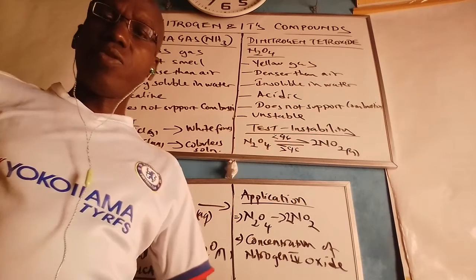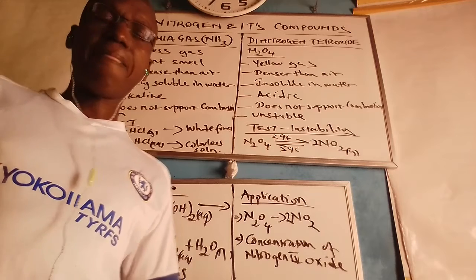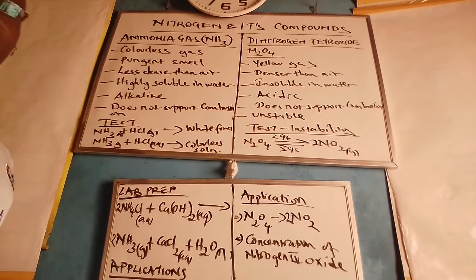Good morning. In this session, we evaluate ammonia gas and dinitrogen tetroxide. Welcome. Now, ammonia gas is not a naturally occurring gas.